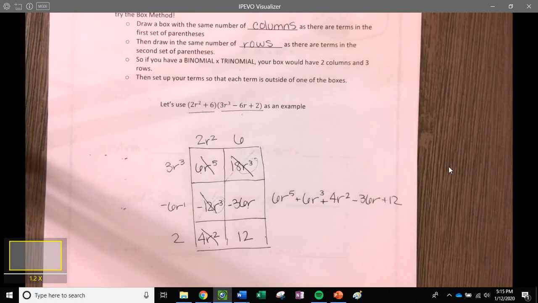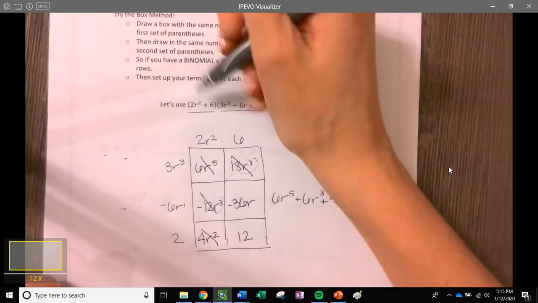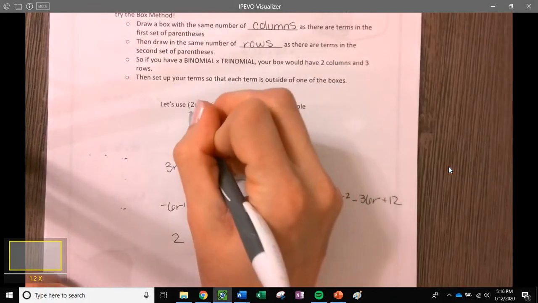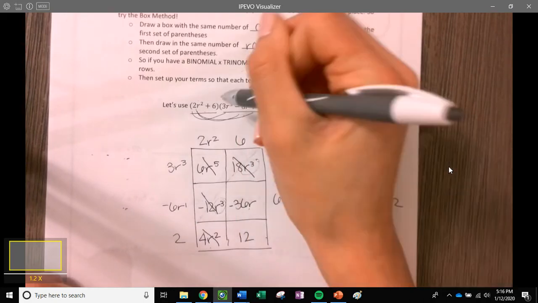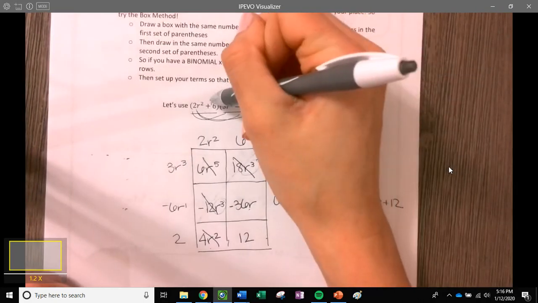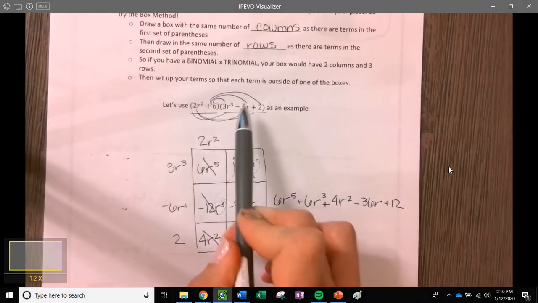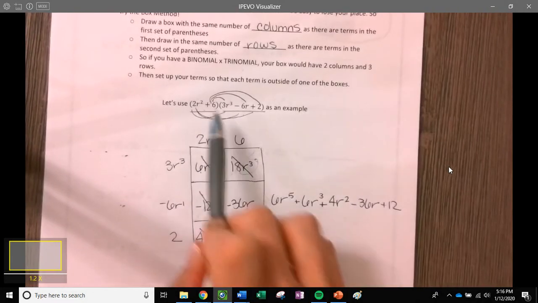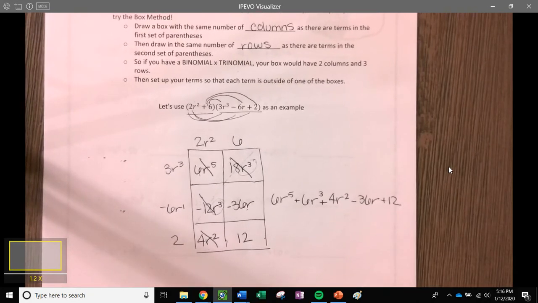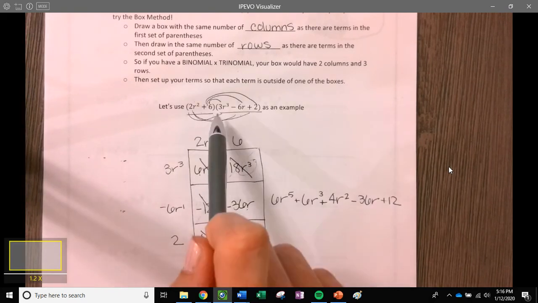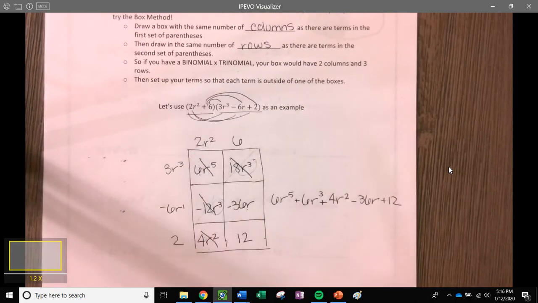It's a long one. As you can see, it's the same thing as saying 2r squared times 3r cubed, 2r squared times negative 6r, 2r squared times 2, and then 6 times 3r cubed, 6 times negative 6r, and 6 times 2. It's just a little easier to keep track of what you're doing when you have it in a box versus just drawing the arrows. I will not judge. You can do whatever method works best for you. I'm easily distracted and I look away from my paper quite often, so this is better for me. I can move my spot too easily here. But again, as long as you're showing me some kind of work and getting the right answer, I want you to do what you feel most comfortable with.